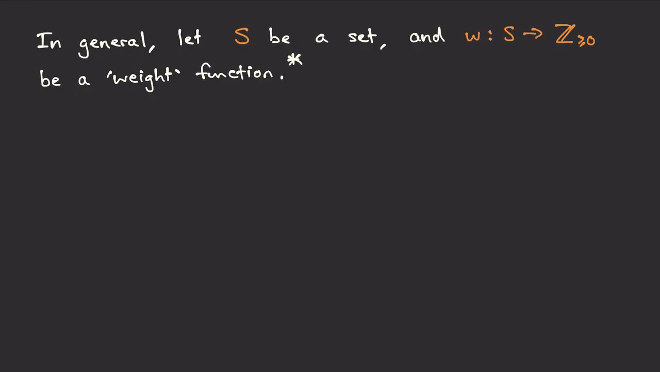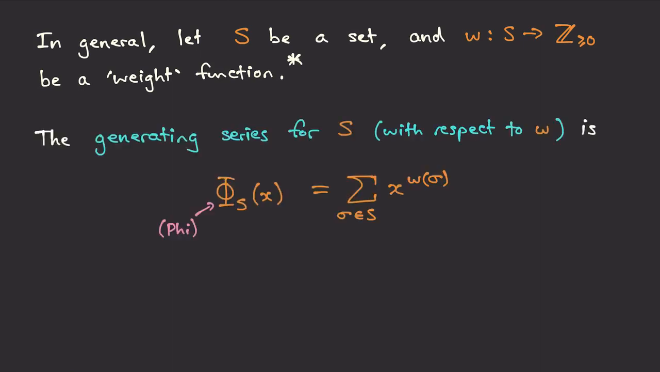Here's the setup. We have an arbitrary set S, and we have a function w that assigns each element in S to a non-negative integer called the weight of that element. We call w a weight function. The set S could be finite or infinite, and it could contain multisets, farm animals, or binary strings or anything else. We now define a power series called the generating series for S with respect to the weight function w.